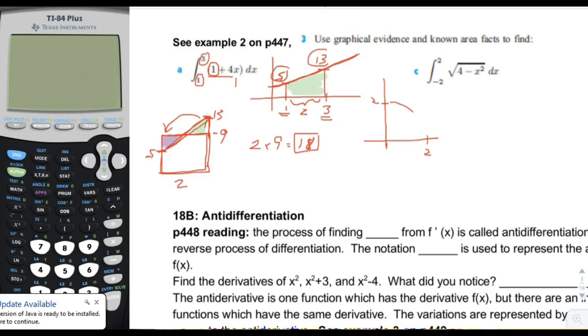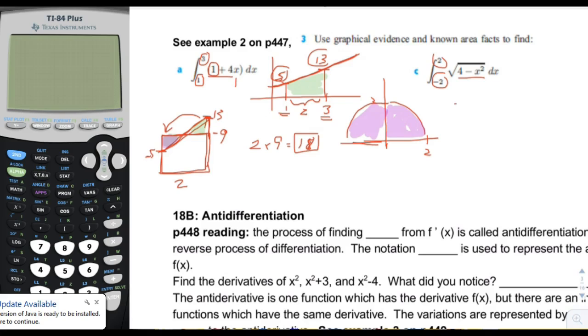And then for this one, for C, we did a similar problem already, where we drew a circle, because this is a circle that is radius 2. And we're finding this area here. Oh, wait a second. We're doing it from -2 to 2 this time. It's not like what we did before. So it's actually half a circle. So it's half a circle with radius 2.